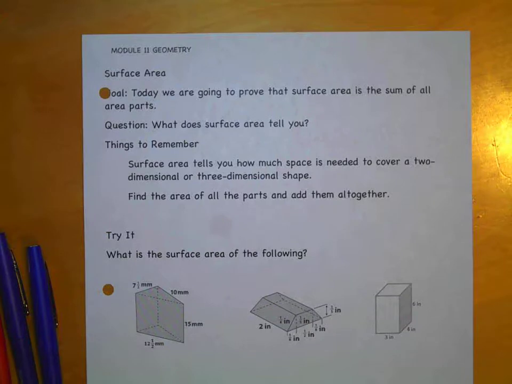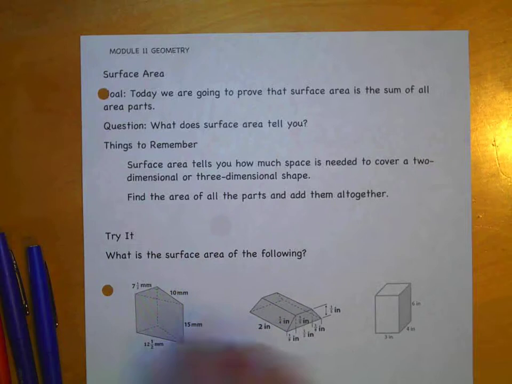So things to remember. Surface area tells you how much space is needed to cover two-dimensional or three-dimensional shapes. You are going to find the area of all the parts and add them together. Okay, so this is very simple as long as you remember what you're supposed to do.